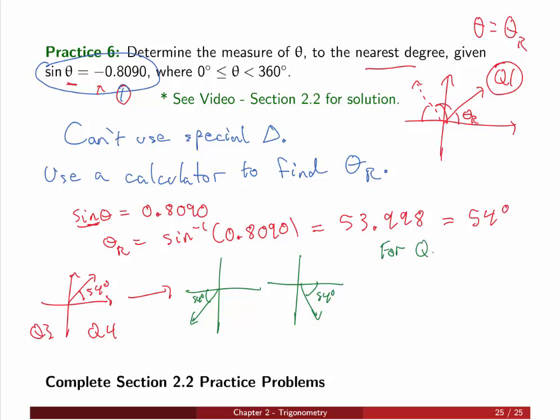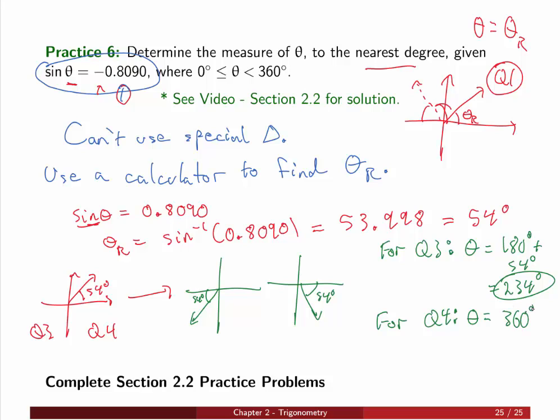For quadrant 3, we're going to have theta equals 180 degrees plus 54. And that will come out to be, of course, 234 degrees. For quadrant 4, we're going to do the same thing, except we're actually going to go 360 degrees minus 54. 360 degrees minus 54 comes out to be 306 degrees.